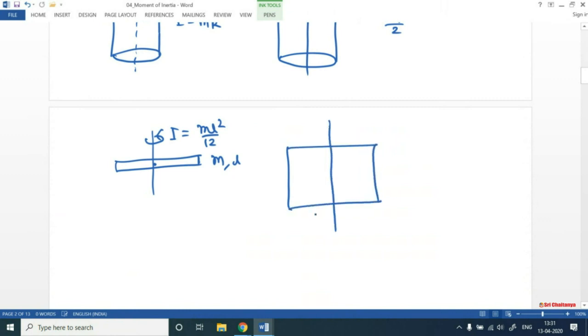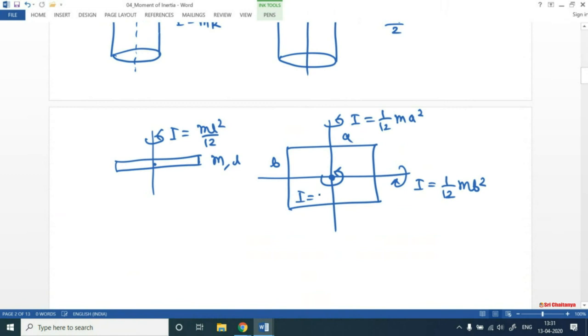If we are having a rectangular lamina, let's say this side is a and this side is b. So moment of inertia about this side would be 1 by 12 ma square, and the moment of inertia about this side would be 1 by 12 mb square, and the moment of inertia about an axis passing through here would be I is equal to 1 by 12 m (a square plus b square).